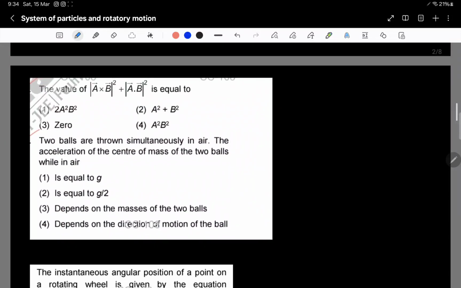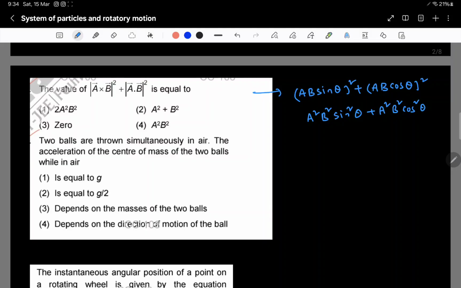Next, the value of (a cross b) whole square plus (a dot b) whole square. Easy, students. The cross product is ab sin theta, whole square, plus the dot product, which is ab cos theta, whole square. Normal only: a square b square sin square theta plus a square b square cos square theta. These two terms have a square b square common. Sin square theta plus cos square theta is one only. The answer is a square b square, fourth option. Easy, students.